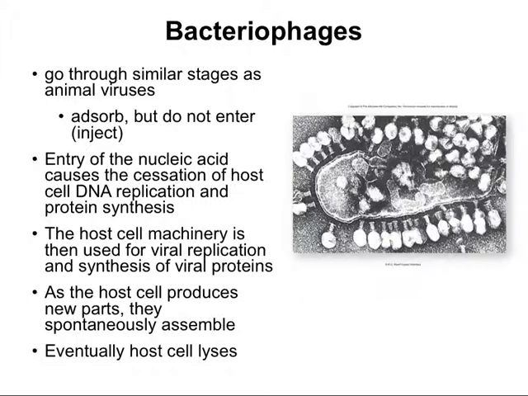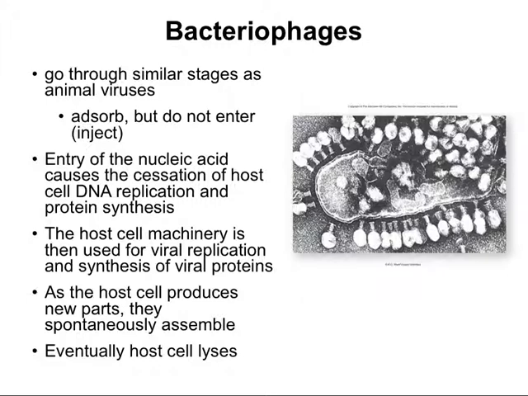Bacteriophages go through similar stages as animal viruses. They're adsorbed, but they do not enter the cell because they're injecting their genetic material into the cell. Entry of the nucleic acid into the host cell causes cessation of that cell's DNA replication and protein synthesis. The host cell's machinery is essentially hijacked for viral replication and synthesis of the viral proteins so that more capsids can be produced and released from the cell.